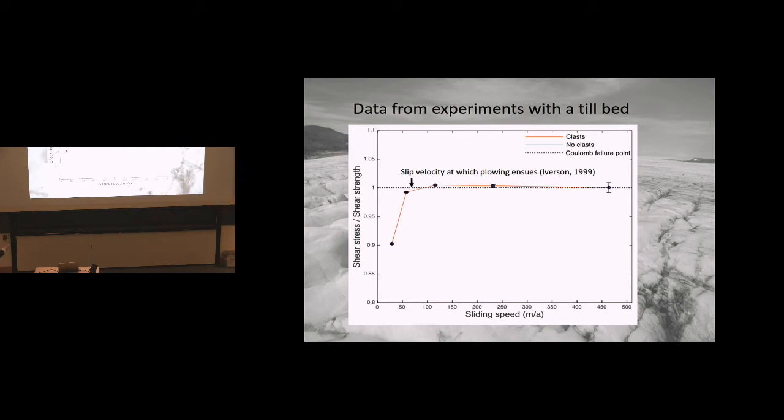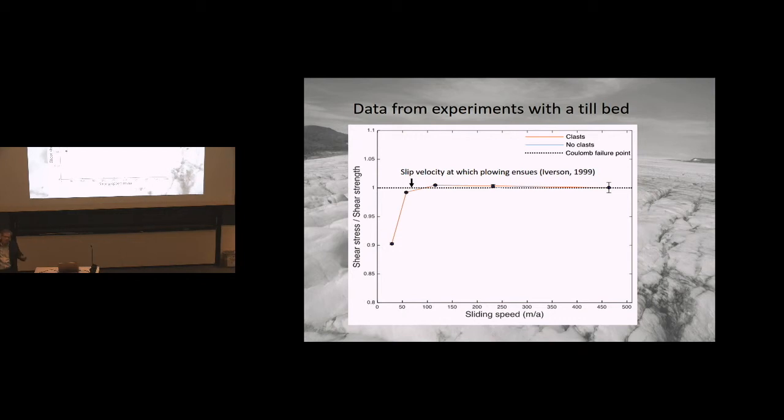Well, one of the things we can do is use a model of mine that predicts the sliding speed at which a given distribution of clasts should start plowing for a given effective stress on the till bed. This model is based on what are called cone penetration tests that geotechnical engineers do. They take a cone and press it down through a geologic substrate at a constant speed, and they measure the force required to do that.